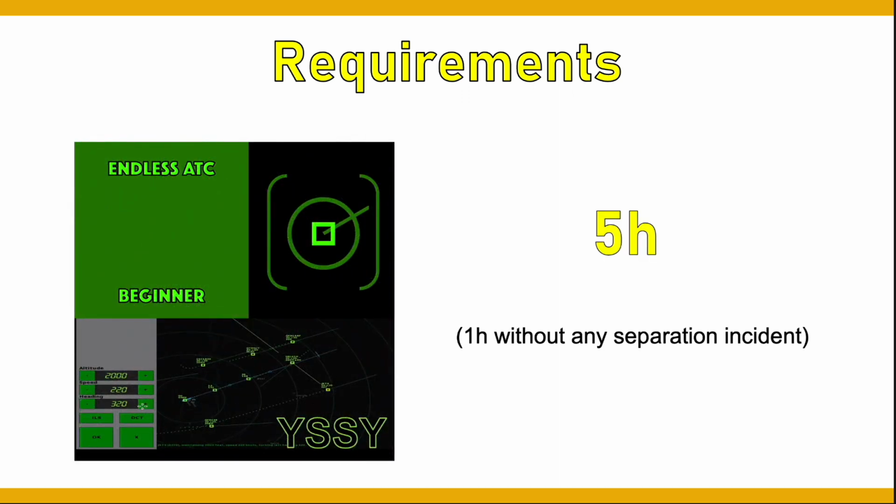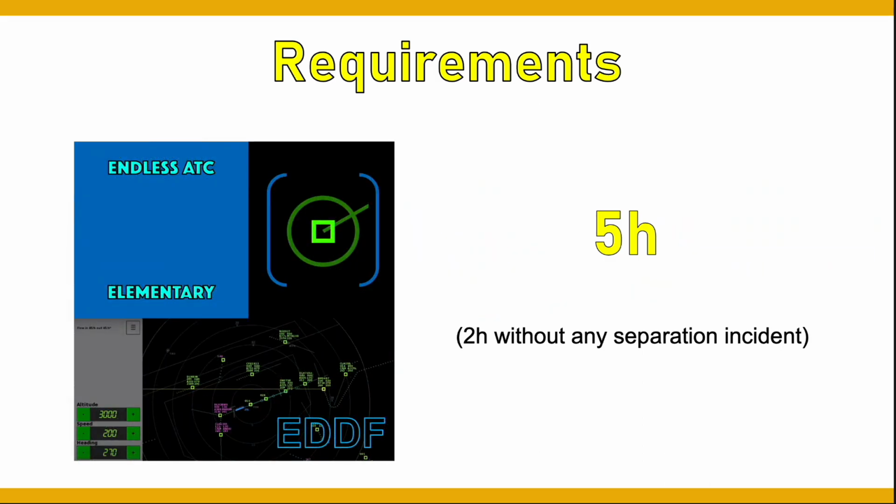The first step is to go to the beginner level video and watch it, and then practice in Yankee Sierra Sierra Yankee for at least 5 hours, and from those 5 hours, at least 1 hour without any separation incident. The next step is to watch the elementary level, where you're going to see some more intermediate concepts. After that, you're going to practice in Echo Delta Delta Foxtrot, the scenario that I created there, for 5 hours as well. From those 5 hours, you will need at least 2 hours without any separation incident. After that, you will qualify for this installment.